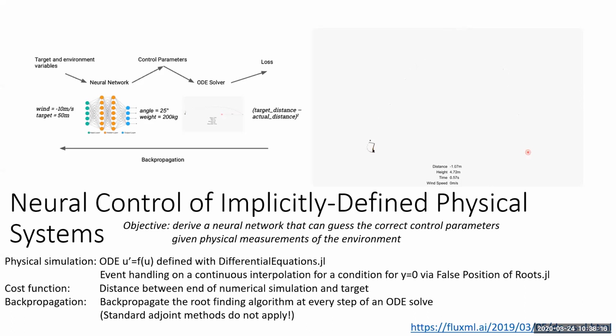So what we can do is have a neural network that takes in the wind, the wind velocity and the target length, and what we can output from that is what angle you should be aiming the trebuchet with and what weight you should be putting in there. Together, this neural network can be trained to satisfy this control problem. So this is one case of putting a neural network on top of an ODE solver, which is also using root finding code.